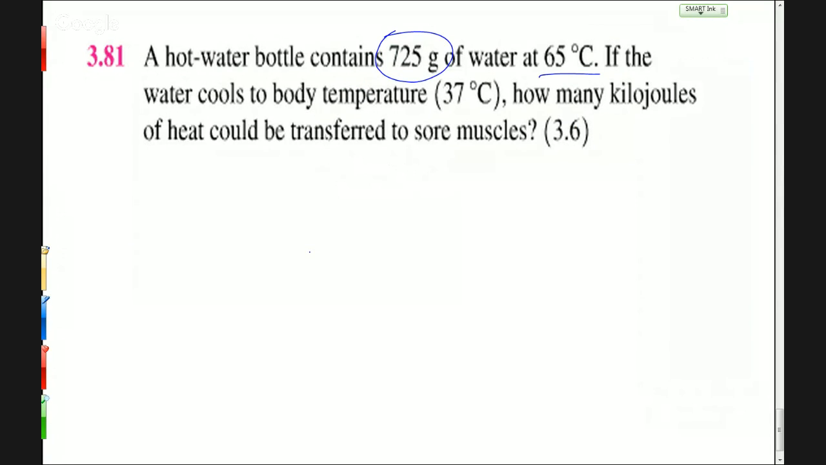All right, 725 grams of water at 65 degrees C. Has anybody ever used a hot water bottle? I just learned about these things the other day. I didn't realize this was a thing.